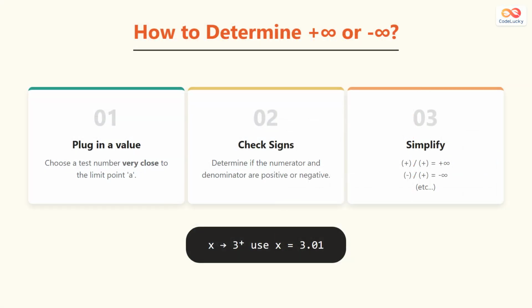How do you know if it is positive or negative infinity without a graph? Simple. Just pick a test number very close to your limit point. Plug it in and check the signs of the numerator and denominator. If they are the same sign, it is positive infinity. If they are different, it is negative infinity.